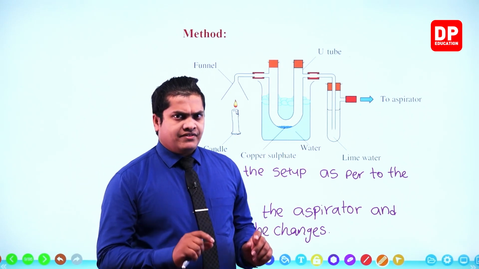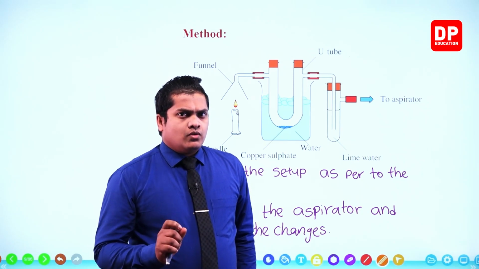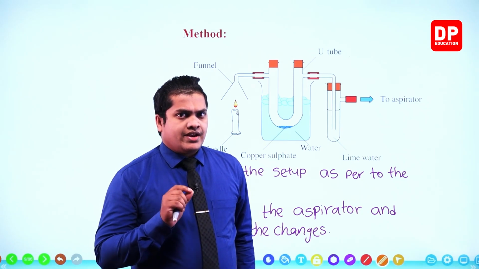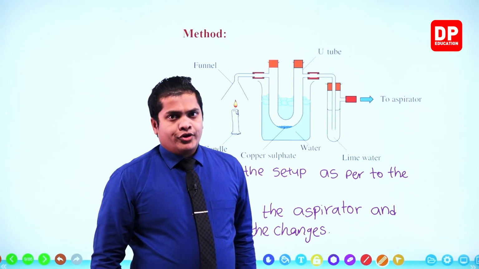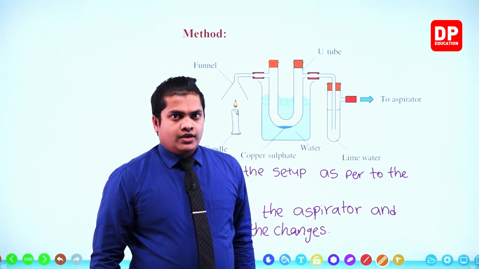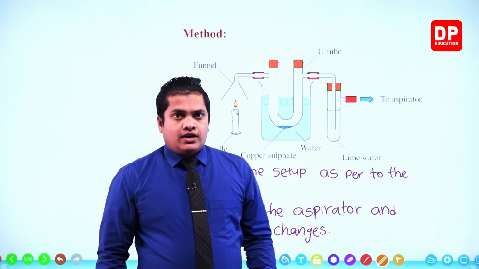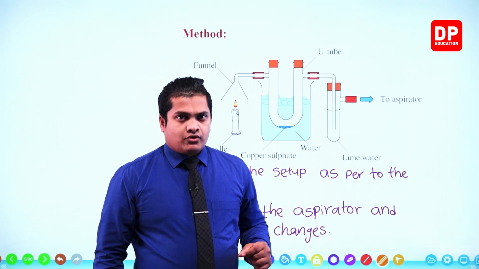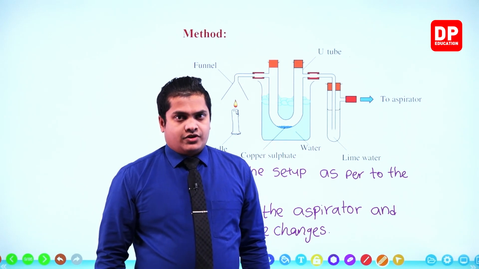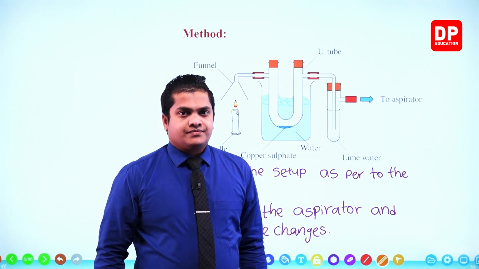We'll do this activity and we'll observe what is going to happen to the anhydrous copper sulfate and to the lime water solution when I turn on the aspirator. Okay, right. So let's head on to the laboratory and we'll do the activity, and once again we'll come back to the classroom to write down our observations and conclusions.